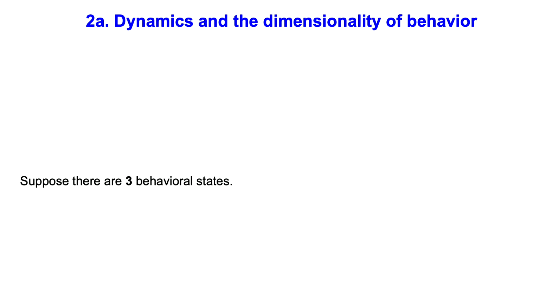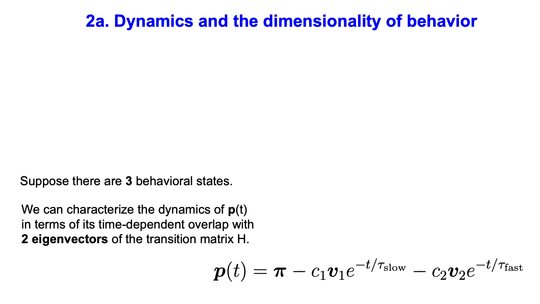The second thing I want to talk about briefly is the dimensionality of behavior, which is a kind of fundamental theoretical question. I'm not going to talk about chunking behaviors, but rather chunking structure in the transition matrix or in your probability distribution. And one way to think about it is like this. For simplicity, imagine that there are only 3 behavioral states.